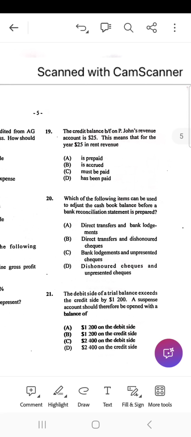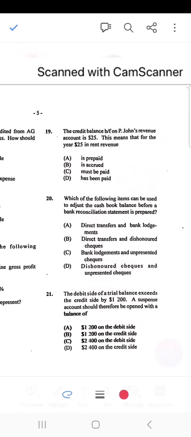Number 19, a credit balance brought forward on P. John's revenue account is $25. This means that for the year, $25 in rent revenue. So revenue accounts are credit accounts, right? When you have a revenue, you credit it, and then you debit to transfer to the income statement. So if you have a residual balance after you transfer to the income statement, that means you had more on the credit side that was meant for that period, because everything that is meant for the period is supposed to be transferred to the income statement. So anything remaining would be extra or prepaid.